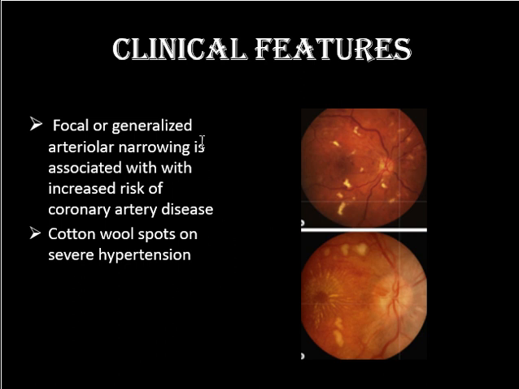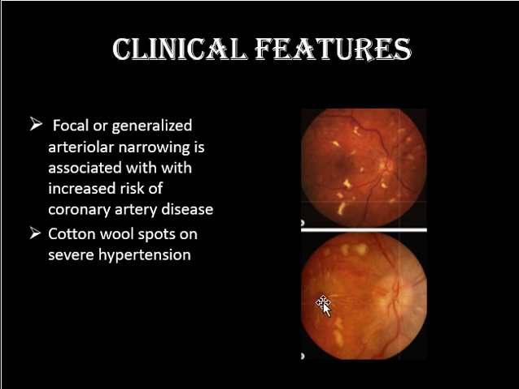So this is one of the features, as I told you earlier: focal or generalized arteriolar narrowing. The second feature associated with severe hypertension is cotton wool spots, along with the increased permeability due to the disruption of the blood retinal barrier. Cotton wool spots are definitely a sign of ischemia. These are the cotton wool spots. You see, this is also cotton wool spots.